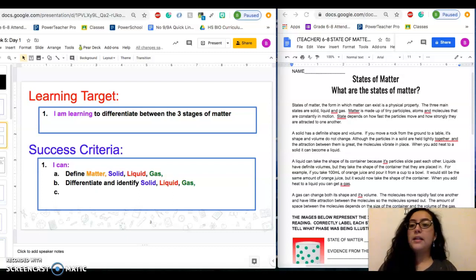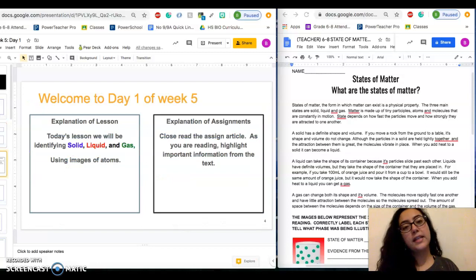Okay, so once again, welcome to day 1 of week 5. Today's lesson we will be identifying solid, liquid, and gas using images of atoms. And in order to do this, you're going to do some sort of closed reading.